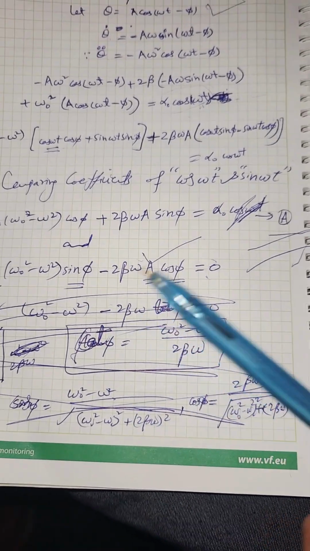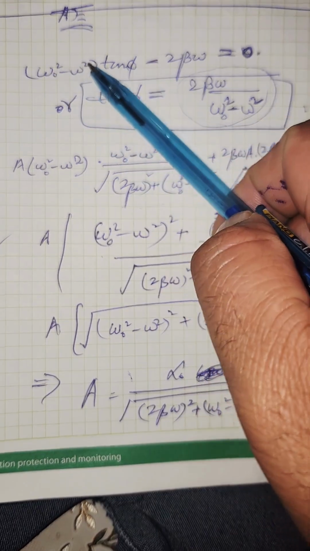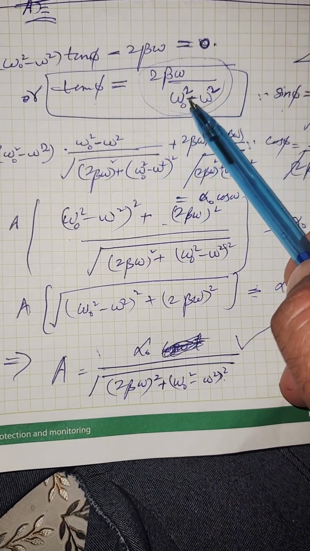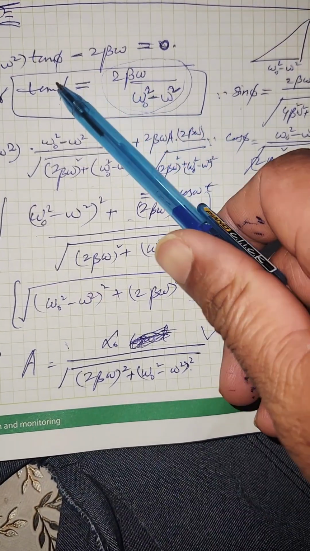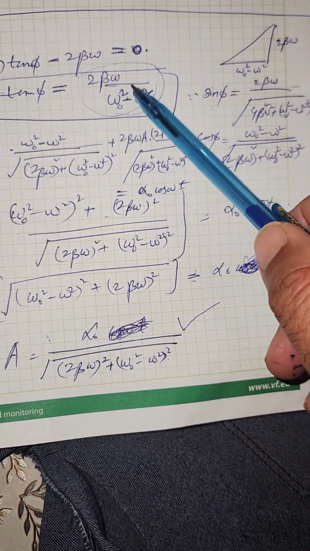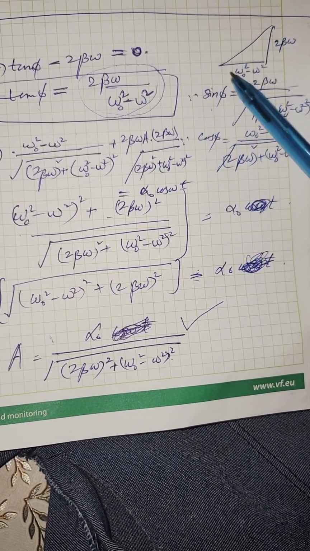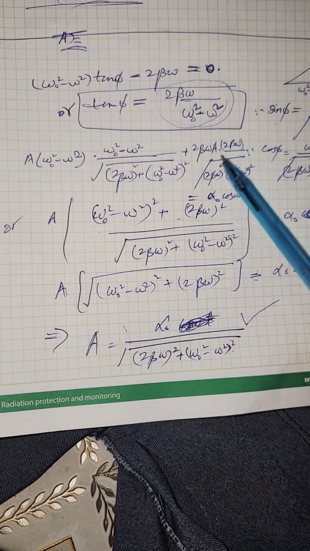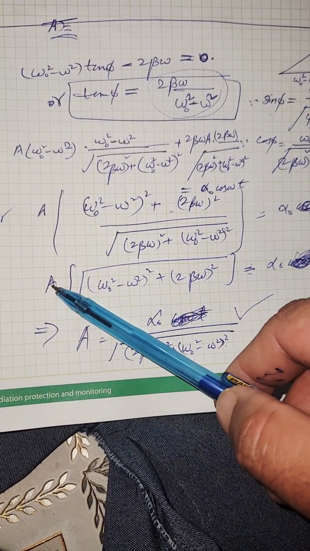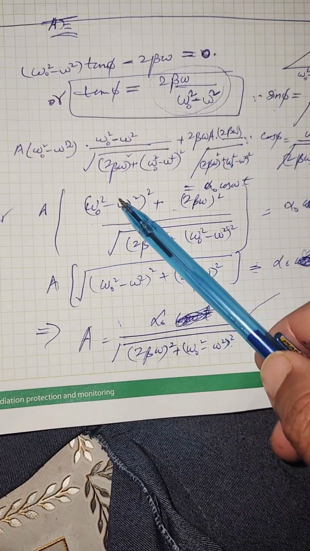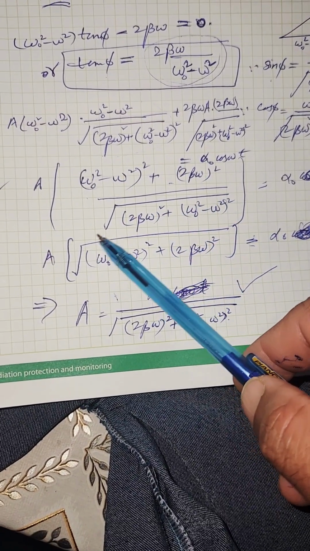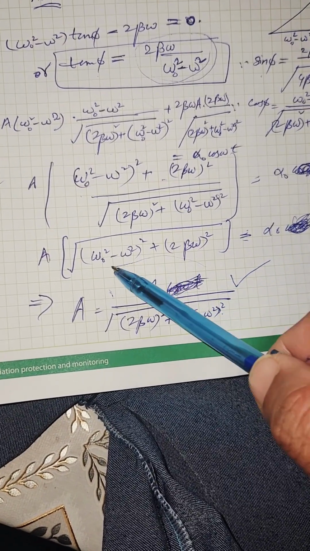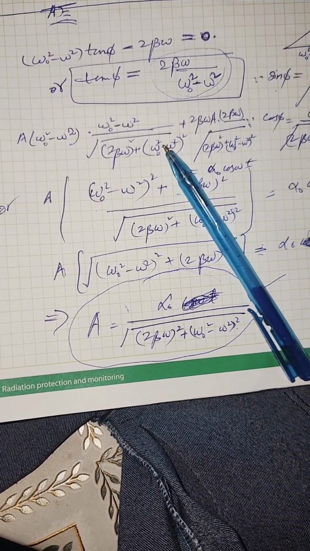This on simplification gives omega naught square minus omega square into tan phi minus 2 beta omega equals 0. This gives tan phi as 2 beta omega over omega naught square minus omega square. We can use the tan phi relation to find sin phi and cos phi from this figure. Putting the values of sin phi and cos phi back into the previous equation, we are left with the value of A, the amplitude of motion of the force driven pendulum, as the square root of omega naught square minus omega square whole square plus 2 beta omega whole square equals alpha naught, and this gives the value of the amplitude.